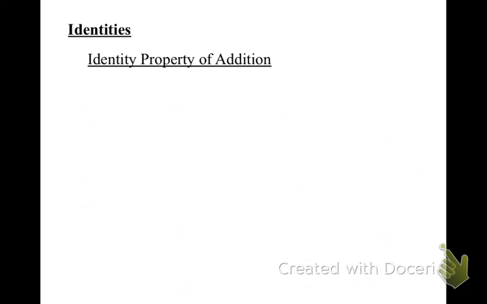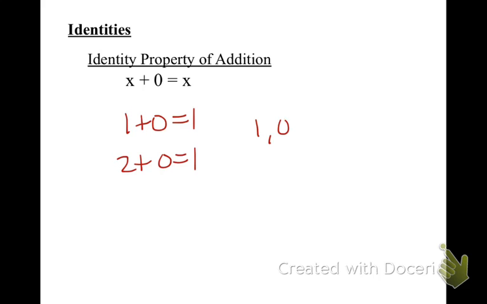Now we're going to go over some basic identities. So the next step I go over, for right now, I want the identity property of addition. It's going to be going in your notes. So identity property of addition is, we have any number plus 0, it's going to give you that number. So for example, 1 plus 0 is going to give you 1. 2 plus 0 is going to give you 2. 1,000 plus 0 is going to give you 1,000. Anything plus 0 gives you the same exact number.